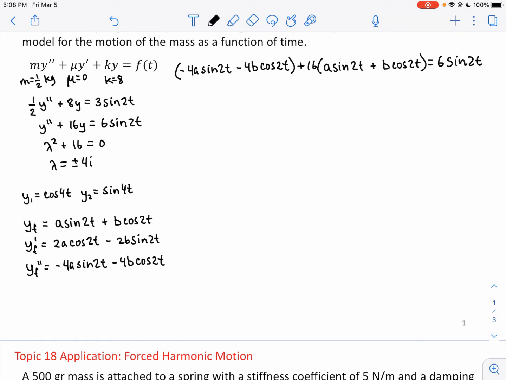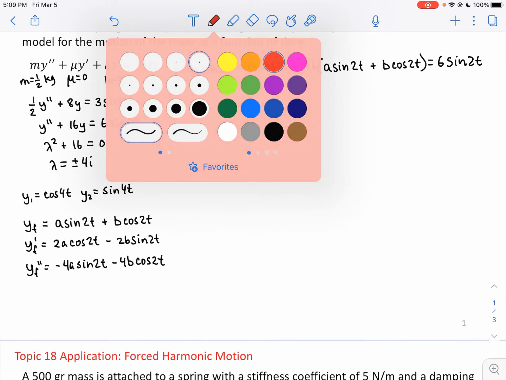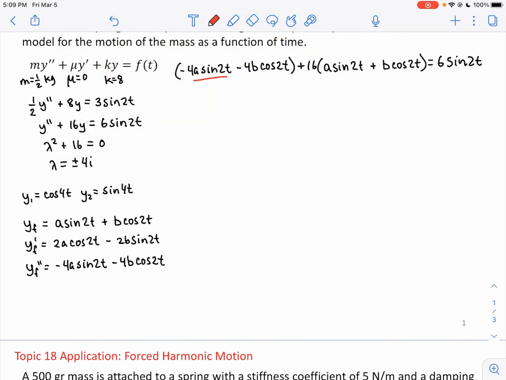Okay, we got that fit in there okay. And now we're going to do a lot of distributing and grouping terms together. I'm going to try to do a lot of this in as few steps as possible to minimize time writing. So I'm going to underline all the terms that have a sine attached to it. Underline them in red, so those two.